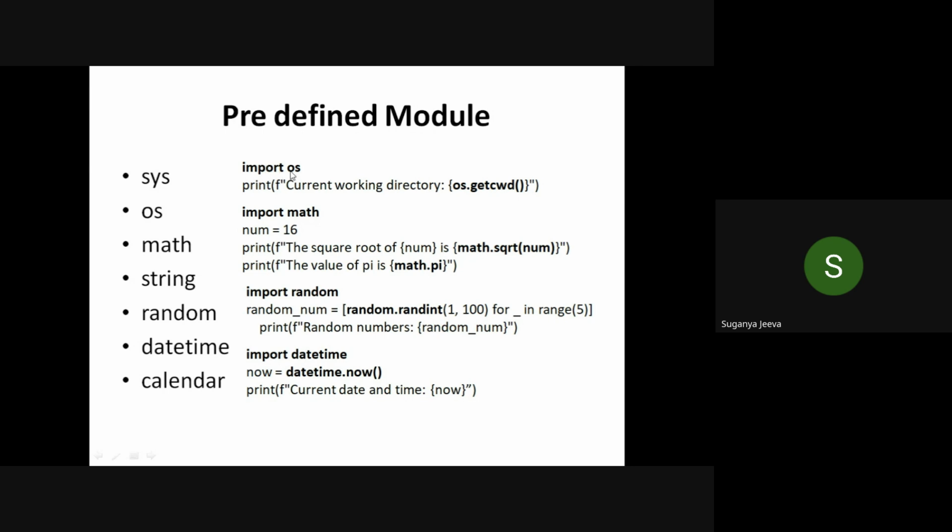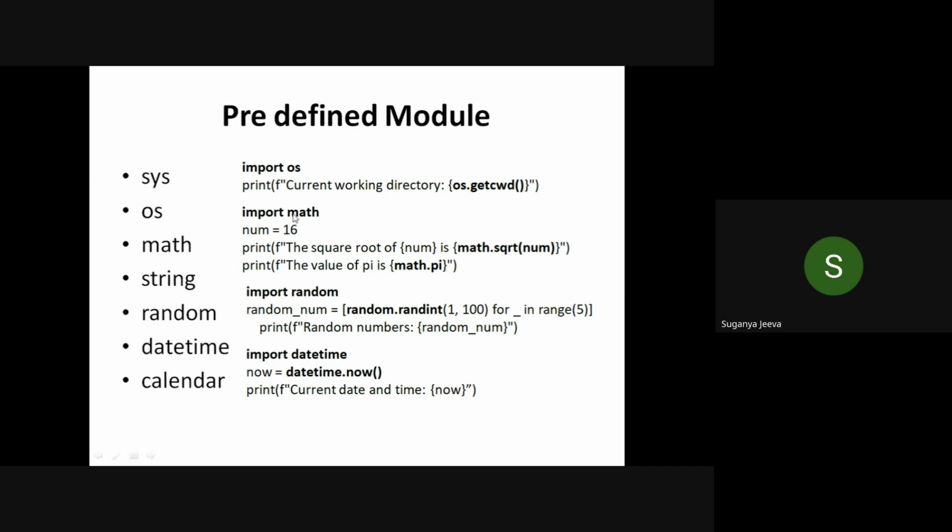Here we import the os module. Accessing variables or functions in a module is module dot function name. In the same way, for a variable it is module name dot variable name. So the first function gives the current working directory.